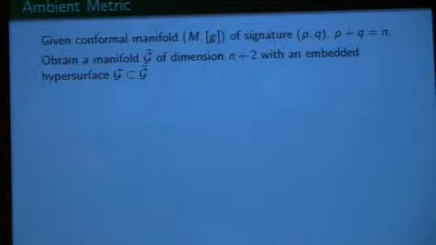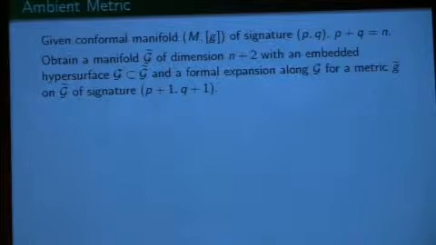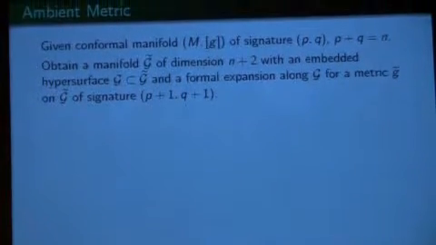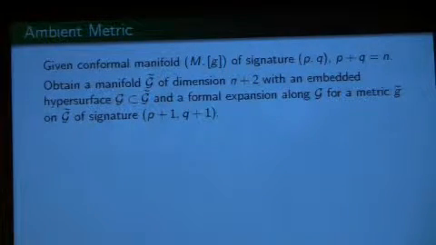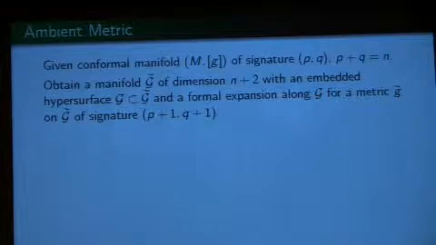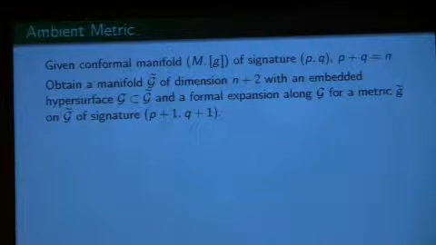And it also has the property that it has a metric, at least a formal expansion of a metric along this initial surface. And the metric is a metric in 2 higher dimensions, n plus 2, with signature p plus 1, q plus 1. So this is a black box that, given a conformal structure, produces a manifold of 2 higher dimension with the submanifold and at least a formal expansion for a metric along it.